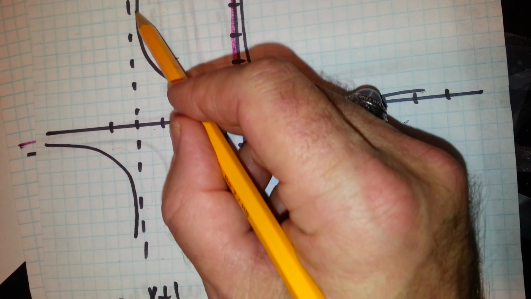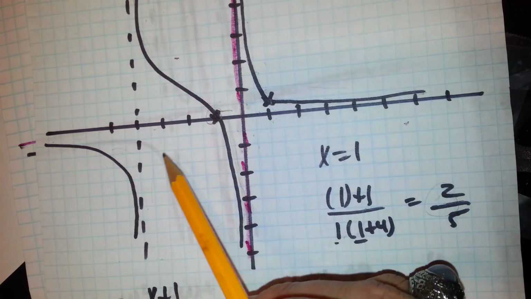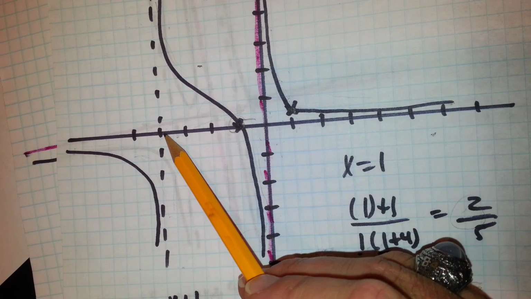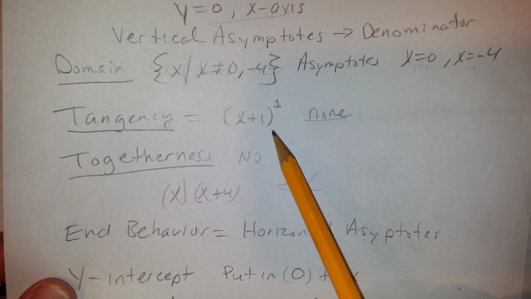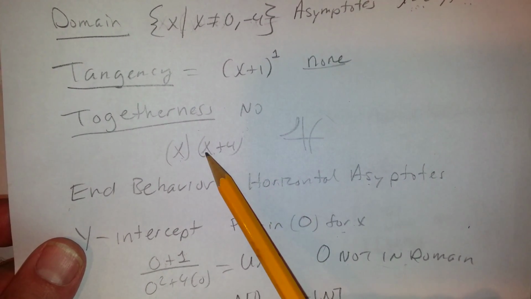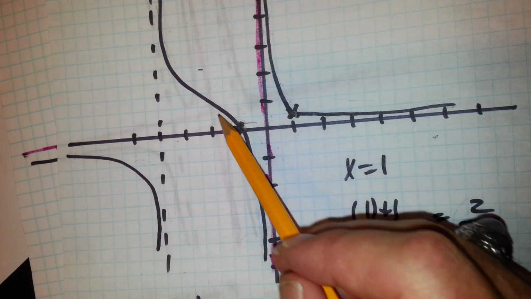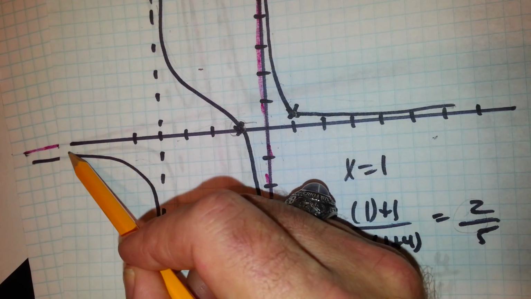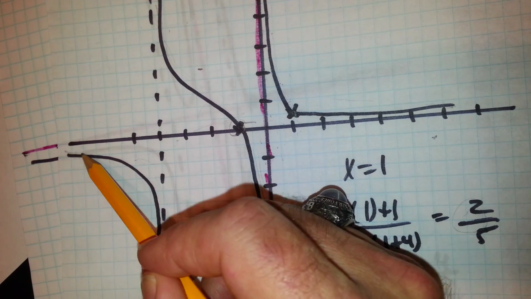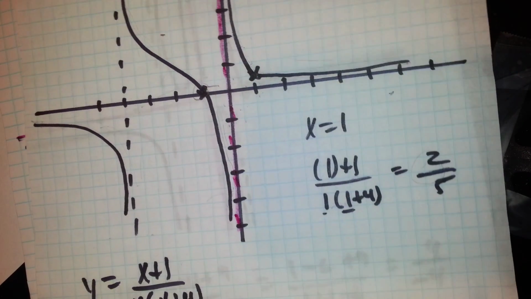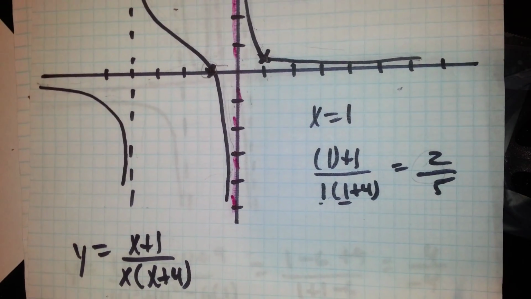It'll hit this asymptote and go up, which means, again, this asymptote does not act together. This asymptote was formed by the denominator factor x plus 4, so it's negative 4. So this is going up again, no togetherness. So this is going to go down, and this will seek the horizontal asymptote of the x-axis, or y equals 0, for the end behavior. So that's kind of how we're going to graph things.